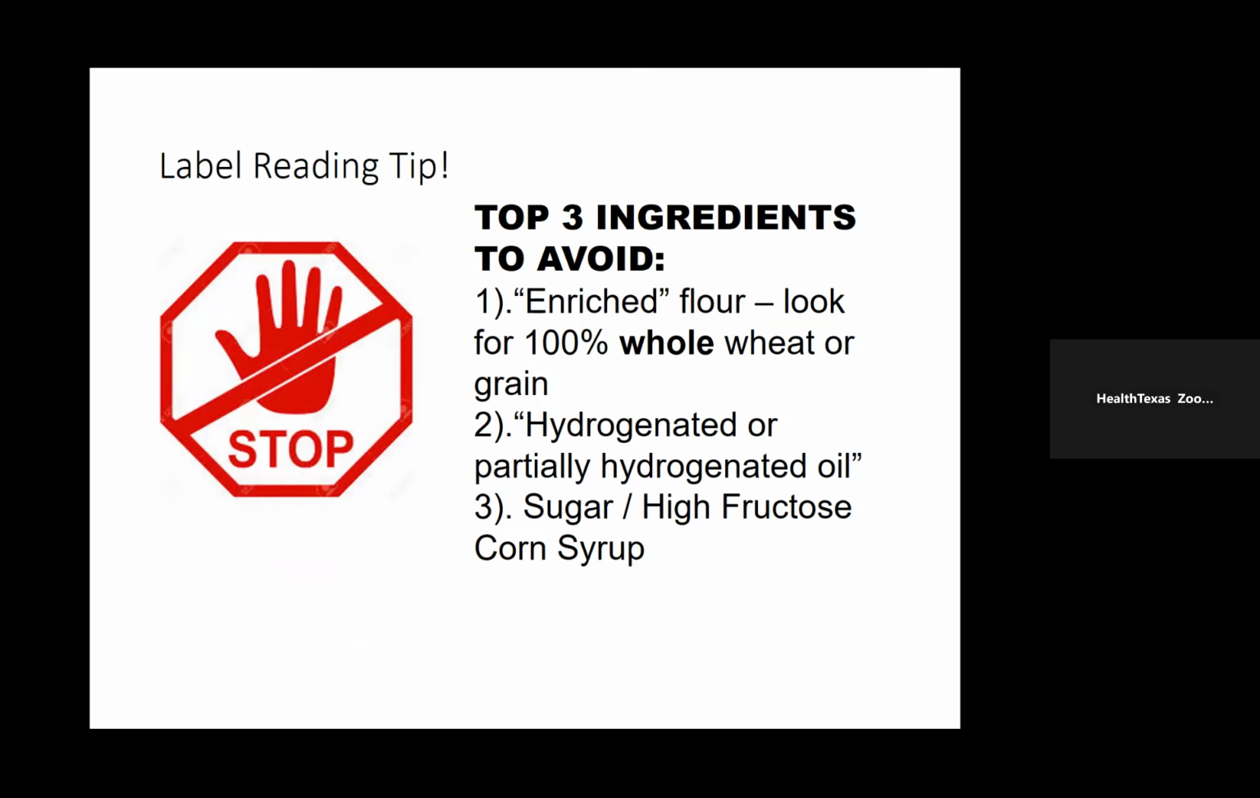And many of our pre-processed foods contain enriched flour, to include things like Lipton broccoli and cheese. Those contain enriched flour. We want to avoid hydrogenated or partially hydrogenated oils. Those are the oils I was talking about that are solid at room temperature. And of course, we want to avoid extra sugars and high fructose corn syrup.